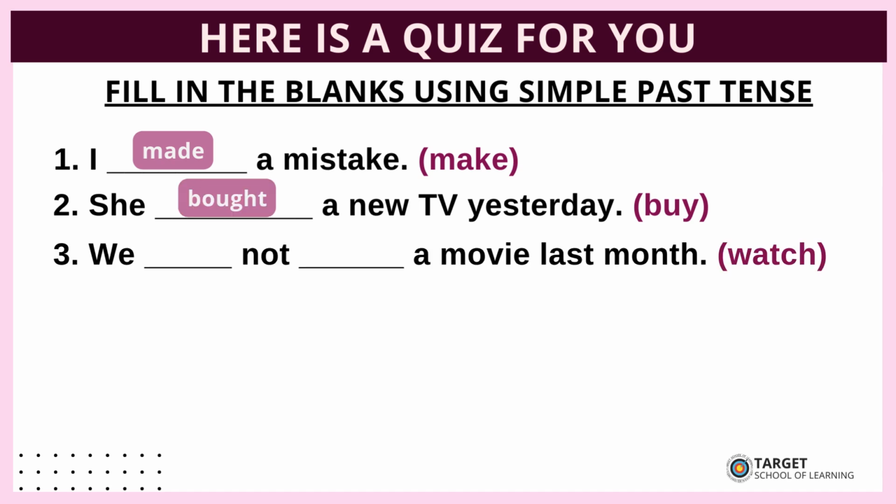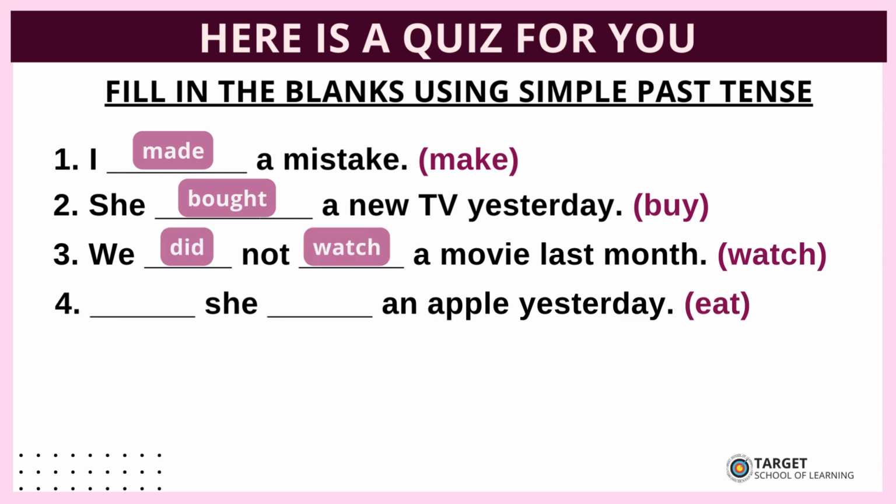We dash not dash a movie last month. This is a negative sentence. So it has to be with the helping verb did followed by the base form of the verb. So the correct answer is we did not watch a movie last month. Watch remains watch. There is no change when we use the helping verb did.